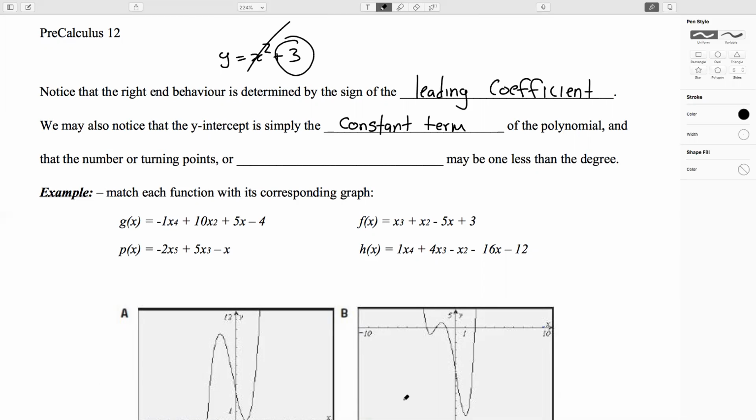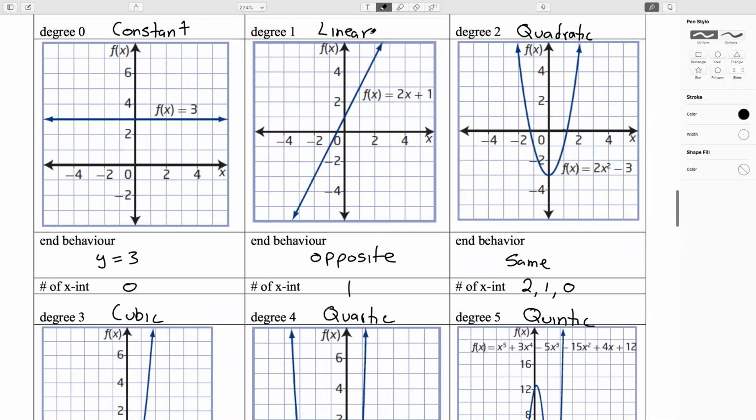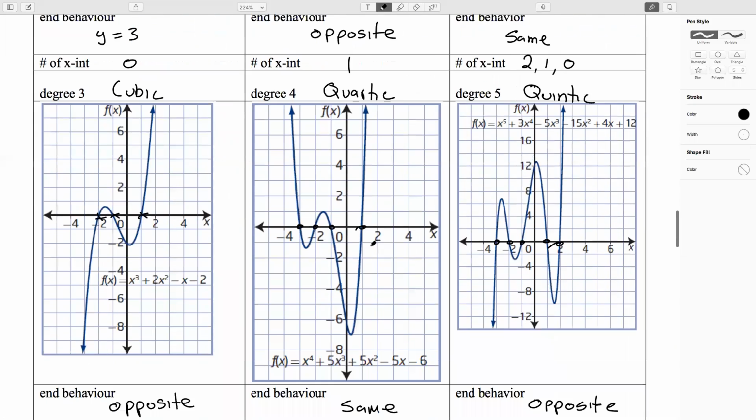And last but not least, the number of turning points, which are what are called local maxima, minima, may be 1 less than the degree. And that comes from these pictures. This is degree 1, you have 0 changes in direction. This is degree 2, you have 1 change in direction. This is degree 3, you have 2 changes in direction. This is degree 4, you have 1, 2, 3 changes in direction. And this is degree 5, we have 1, 2, 3, 4 changes in direction.